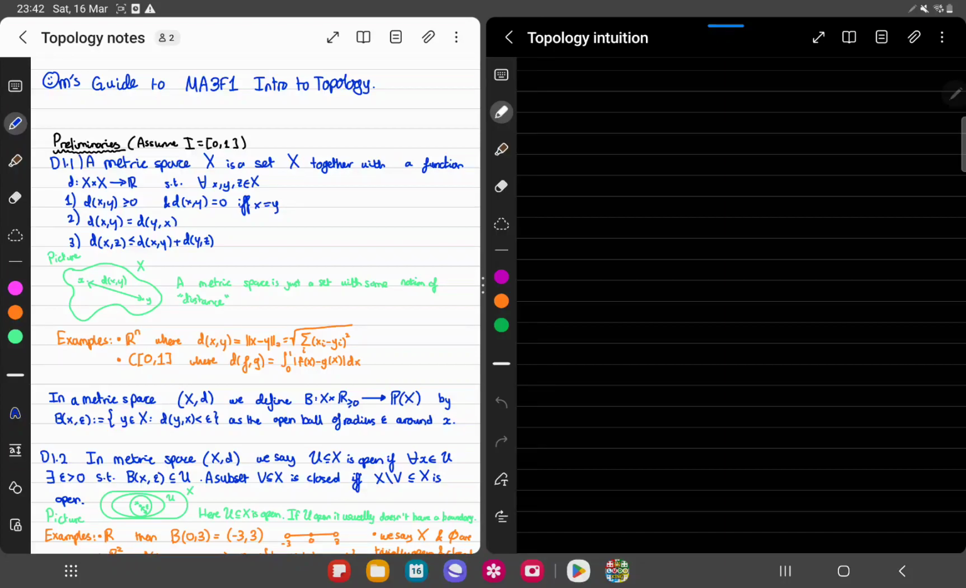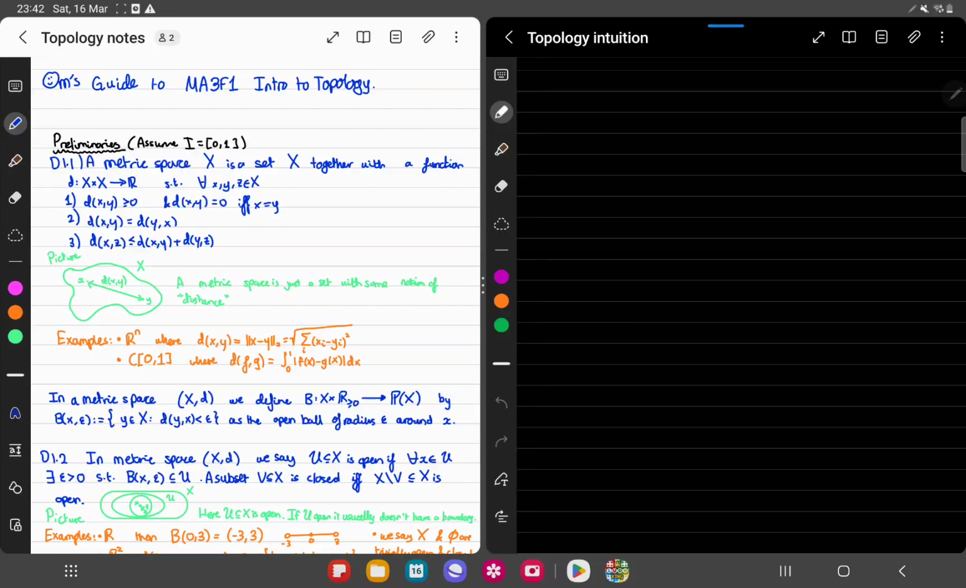I've been working a bit on topology, and I've been reading the first 20 pages of the notes written by, was it John Smiley, something like that? He's my lecturer. He wrote this year's notes on MA3F1 Introduction to Topology, and I just decided I'll write my own notes based on it, and give some intuition about some of the stuff that actually goes on.